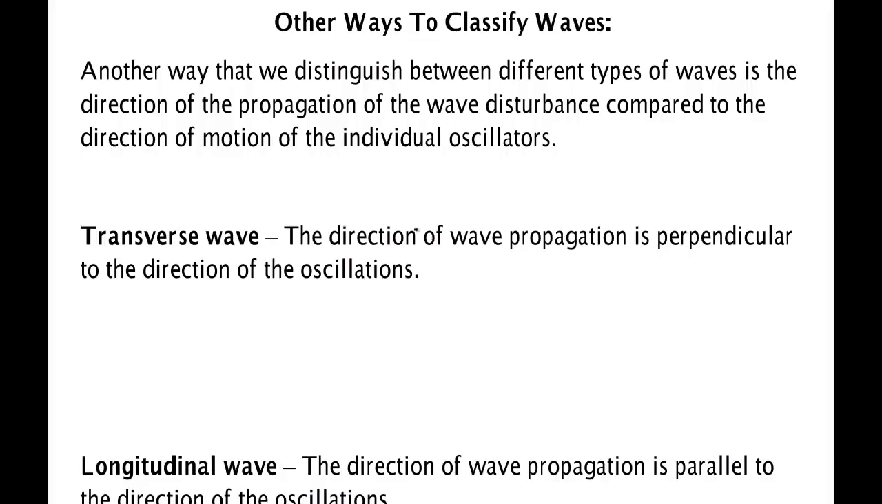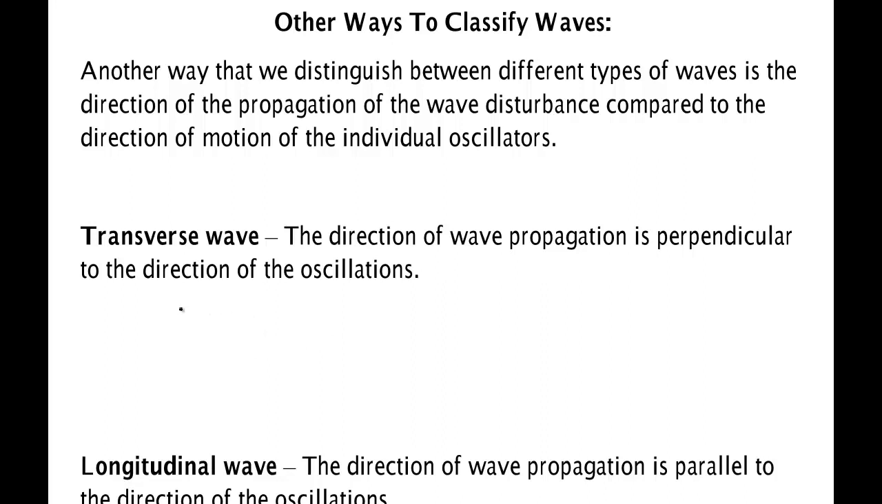Another way to classify waves is to distinguish between the direction of the propagation of the disturbance and the direction that the oscillators actually moved. There are two basic fundamental types of waves in this classification scheme. The first is called a transverse wave.